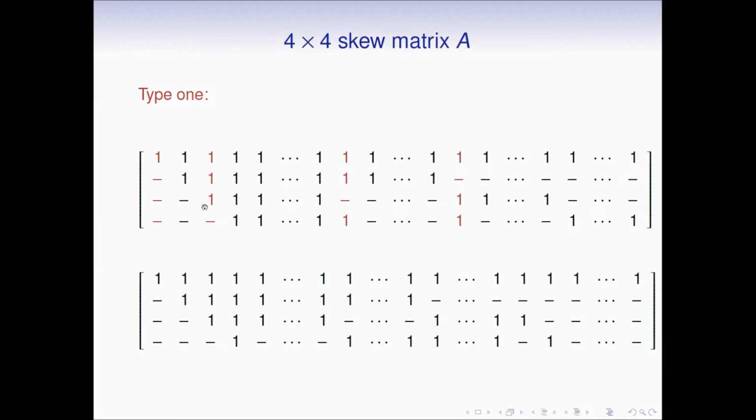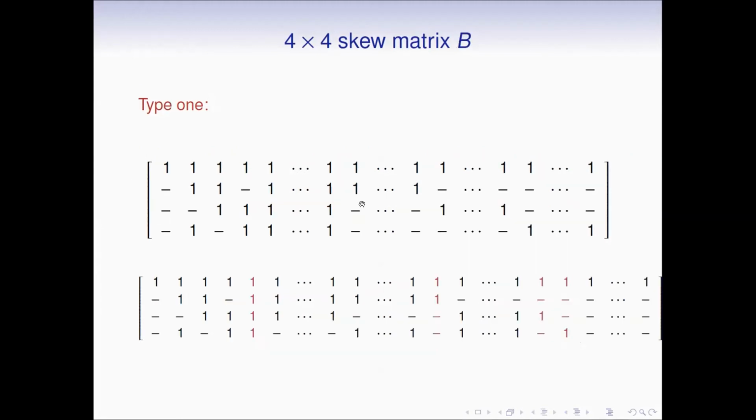So the transpose is also of type 1. The second one can be transformed to the first one. It is easy by just permuting rows and columns. So we just need to consider the first one in the classification.